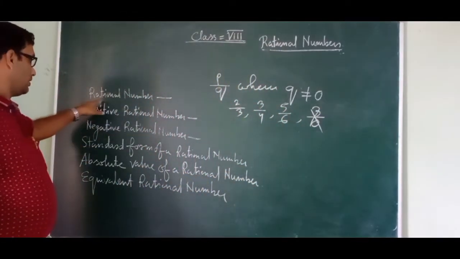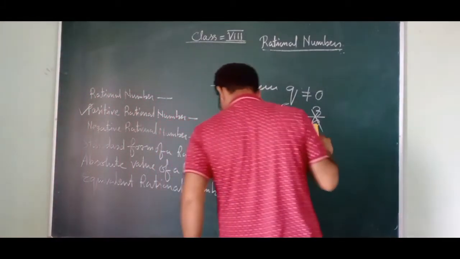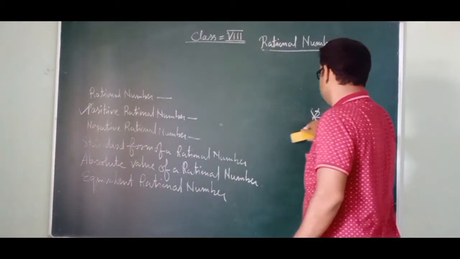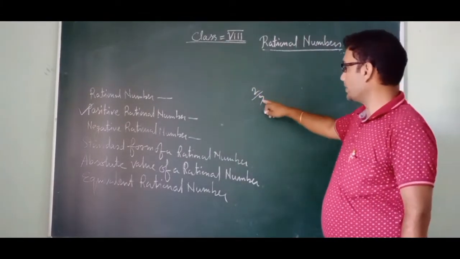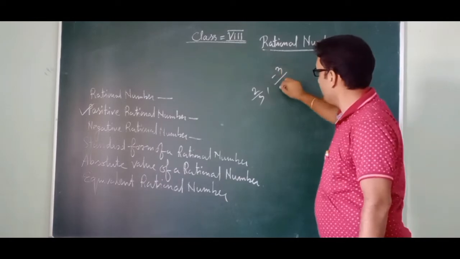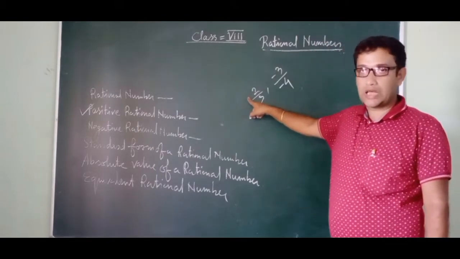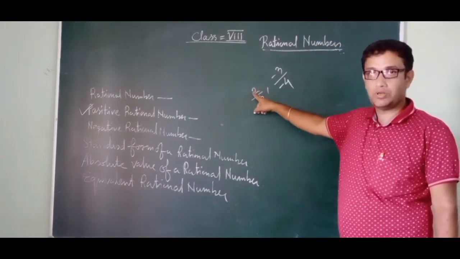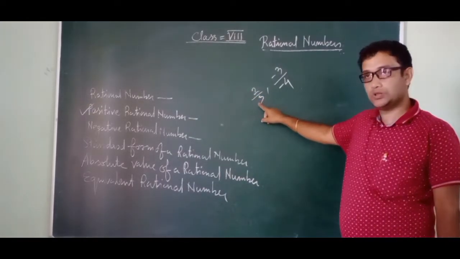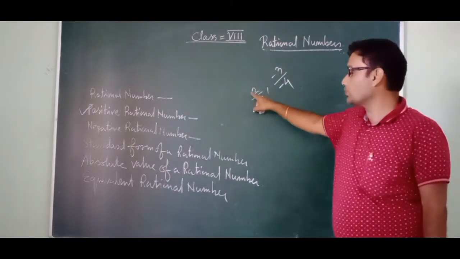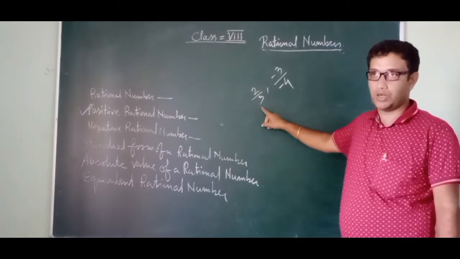Now the next point is your positive rational number. So positive rational number means what? Suppose 2 by 3 is a rational number. Minus 3 by minus 4 also is a rational number. In 2 by 3, before 2 there is no sign, that means the value is positive. Before 3 also there is no sign, that means it is also positive. So 2 by 3 is a positive rational number.